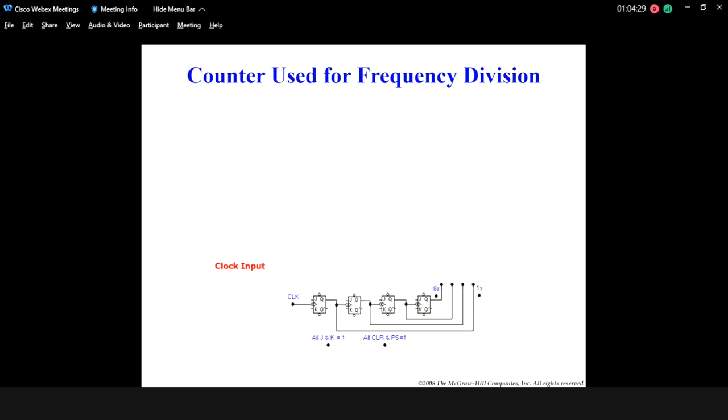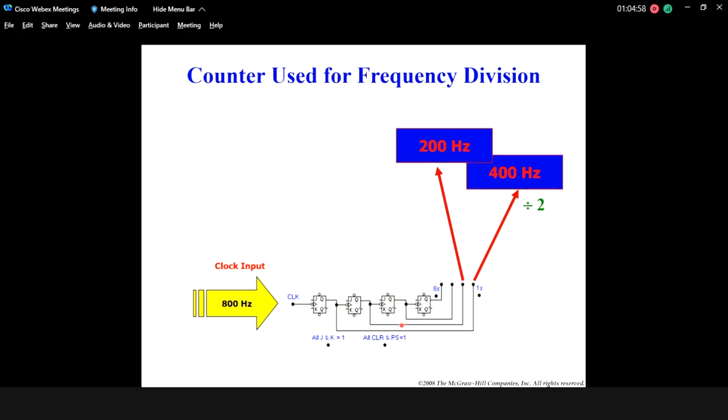Now we use the counter as a frequency divider. This one I showed in the first ripple counter just now. We still use the modulus 16 counter. So the configuration is the same, but we are not interested in the output signal.